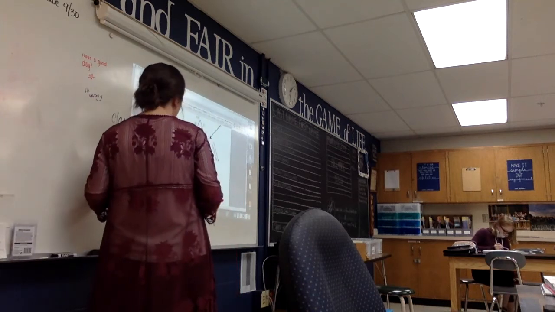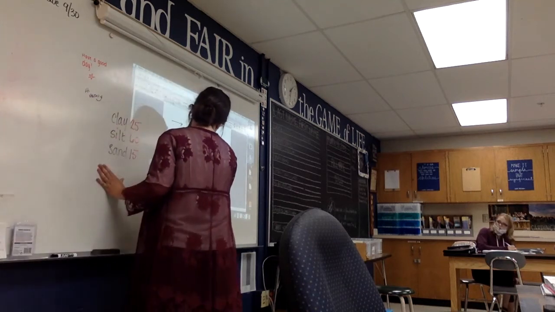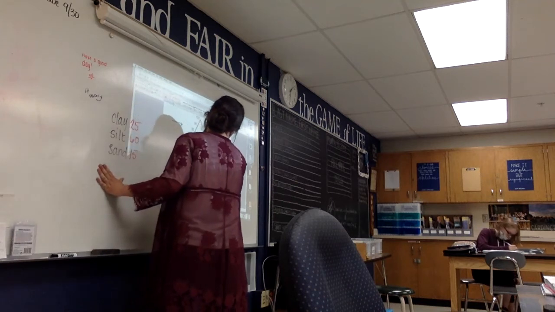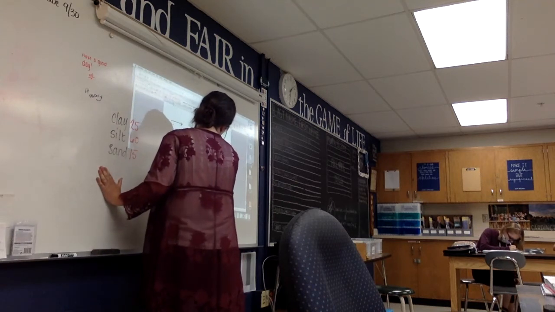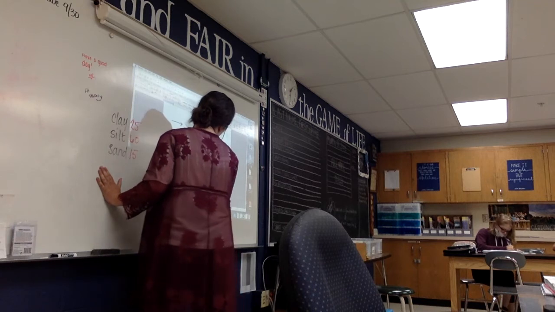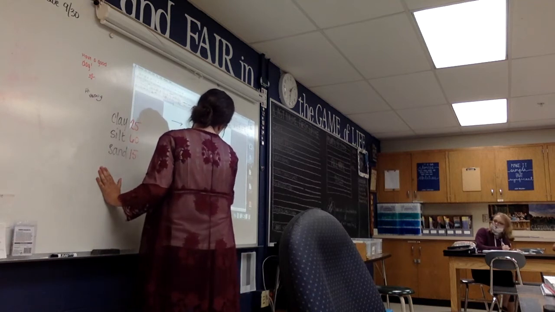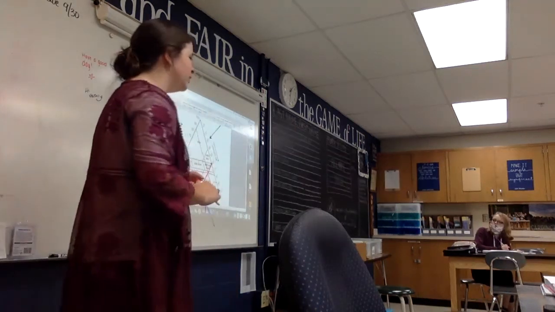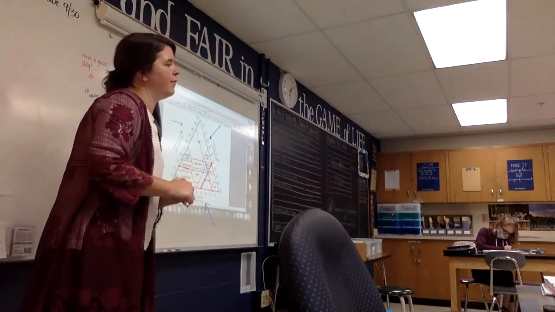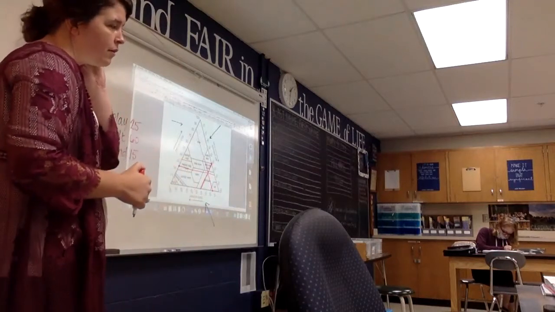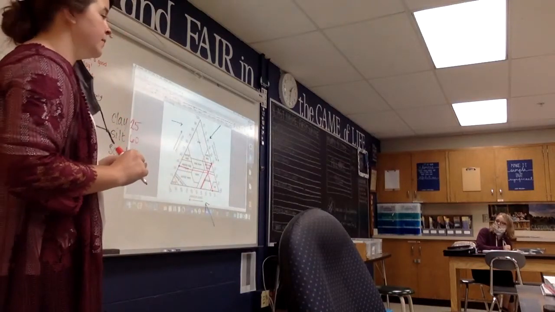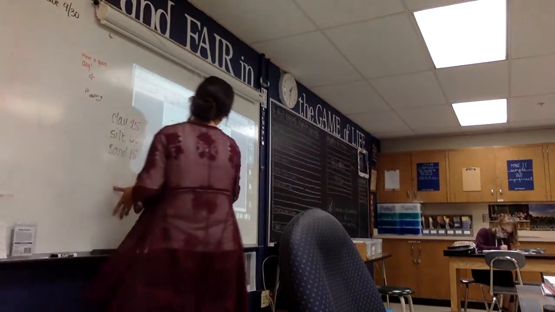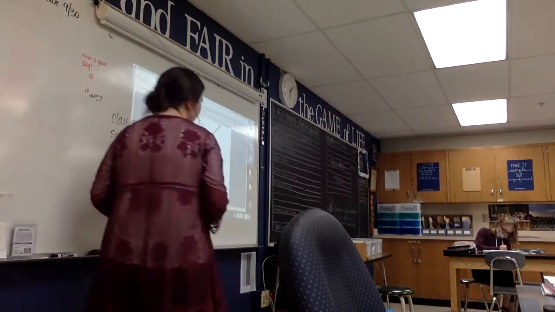Okay. Clay goes all the way across. Silt goes down to the left. Okay. Sand goes up and to the left. What type of soil do we have? Silt loam. Okay, because that's where those lines intersect.